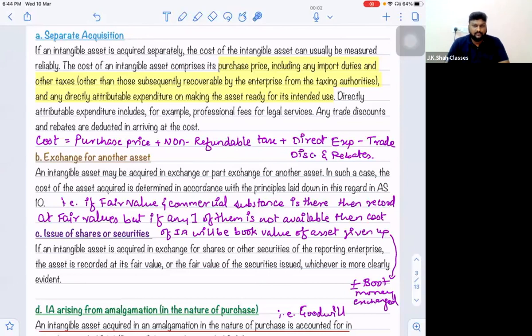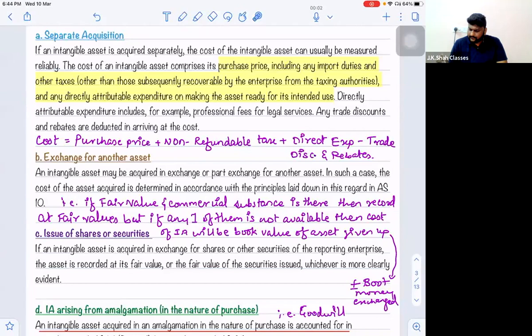Okay, sir. Thank you. So boot money can be royalty also, no, sir? Huh? Boot money can be royalty also. It can be called similar, sir. No. How come royalty comes over here? Boot money has got nothing to do with royalty.